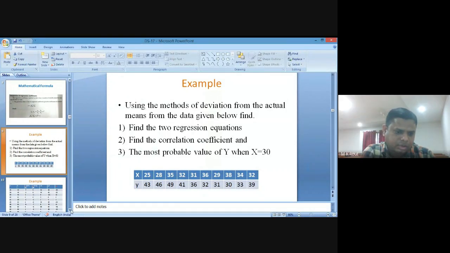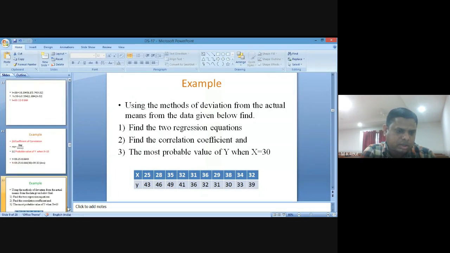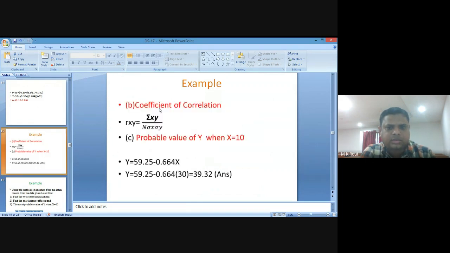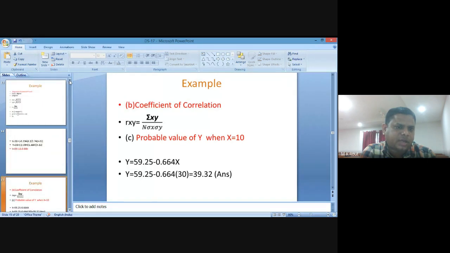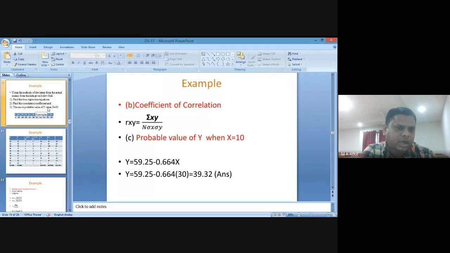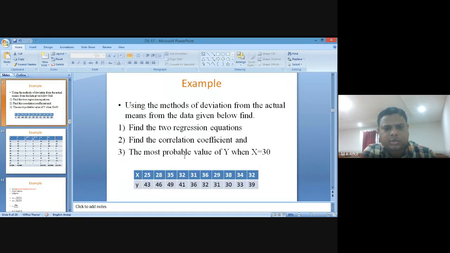I will show that formula here. In case of the coefficient of correlation, rxy equals the summation of xy divided by n into sigma x into sigma y. The value equals minus 0.394. Then the last part of the question, try to understand this question: the most probable value of y when x is equal to 30.